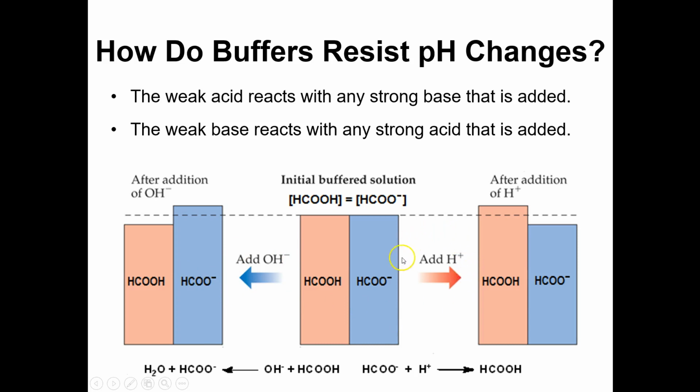And if I add hydronium or H plus to that, it's going to do the same thing. It's going to react with some of the formate to convert it into formic acid. But crucially, it'll react all the hydronium away. And so when that happens, it simply reacts to give me a new combination of formic acid and formate.